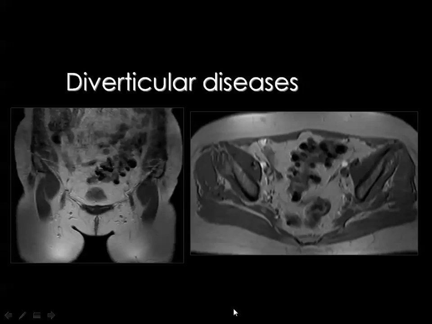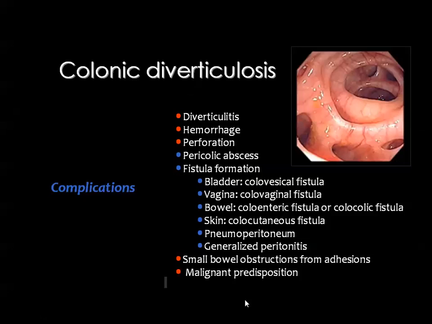Also by MRI, and you know that air is black in the T1 and T2 weighted images because of the absence of hydrogen protons, you see multiple air-filled pockets along the wall of the sigmoid colon, and here in the coronal image as well, diagnostic of diverticular disease.